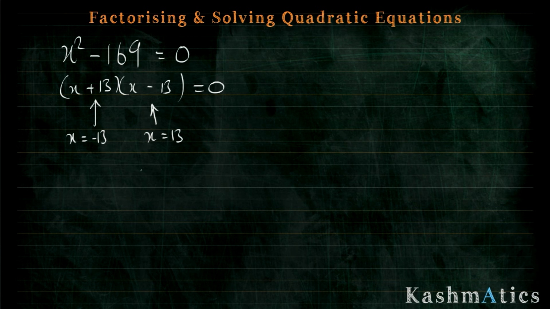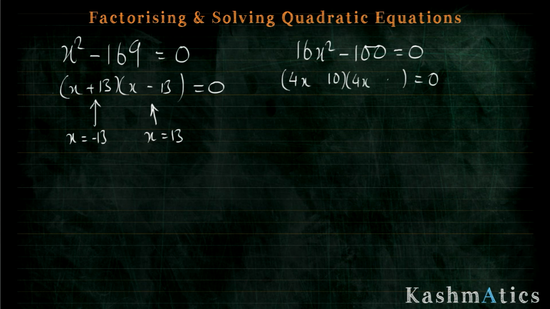Now it can get slightly more complicated than this. So let's say I've got something like 16x squared take away 100. Now if I was going to factorize this, let's do the whole thing. Let's make that equal to 0. If I was going to factorize this, I'd do the same thing. I need to do the square root of 16x squared, which is actually 4x. And for 100, that's a nice easy one, that is 10. So minus plus. And then from here, I get 4x plus 10 is equal to 0.